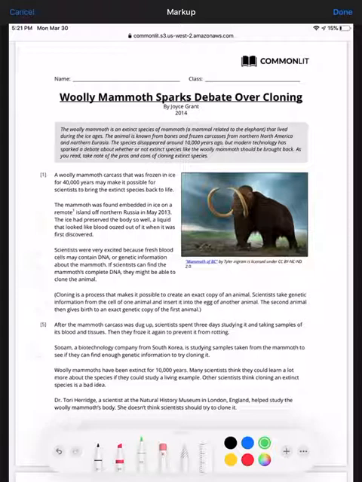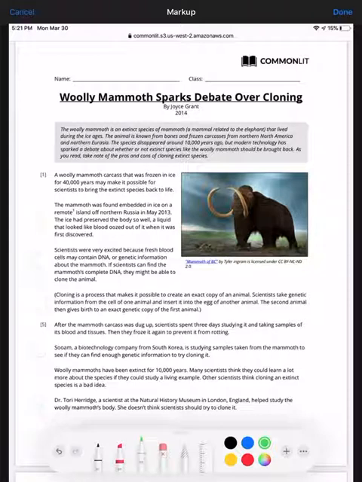Soem, a biotechnology company from South Korea, is studying samples taken from the mammoth to see if they can find enough genetic information to try cloning it. Woolly mammoths have been extinct for 10,000 years. Many scientists think they could learn a lot more about the species if they could study a living example. Other scientists think cloning an extinct species is a bad idea.